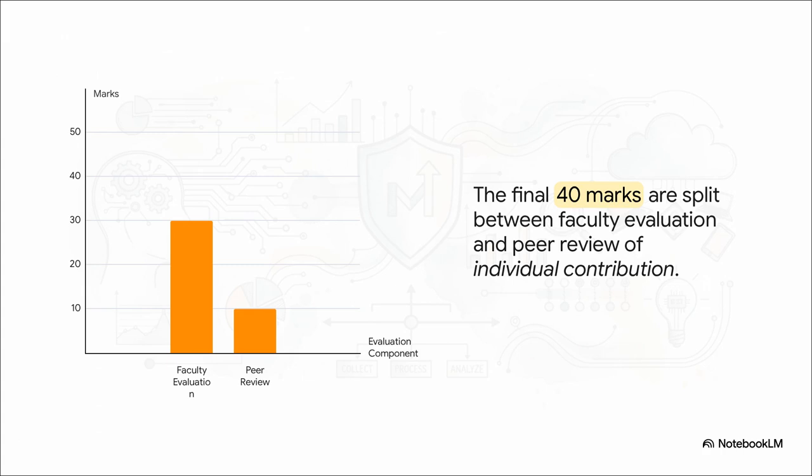So, the first 20 marks for the capstone come from passing through those stages we just talked about. The final 40 marks are split like this. 30 marks are for your final report and presentation, but, and this is super important, a full 10 marks are based on peer reviews. Your own teammates will rate your contribution, which keeps everyone accountable and is exactly how projects work in the real world.